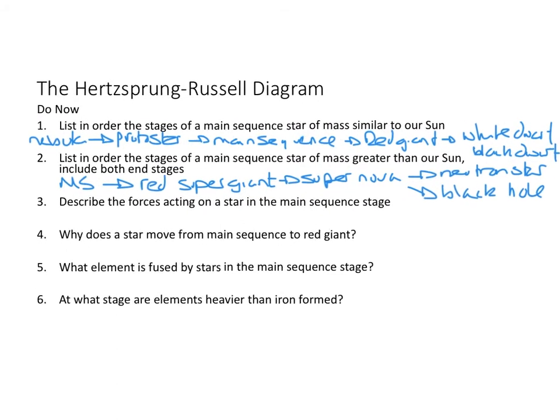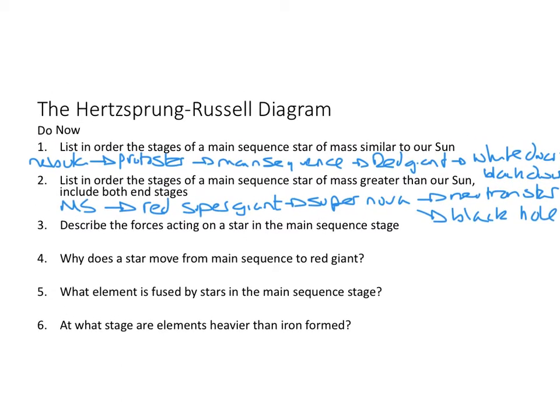Okay. Describe the forces acting on the star in the main sequence stage. Okay, so they are balanced, so the gas pressure caused by the heat from the nuclear reactions. We get gas pressure equals a gravitational force, okay?